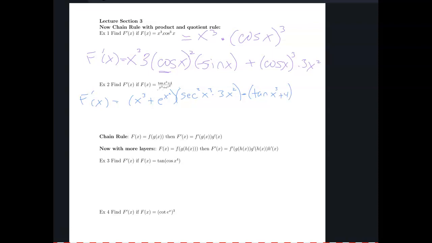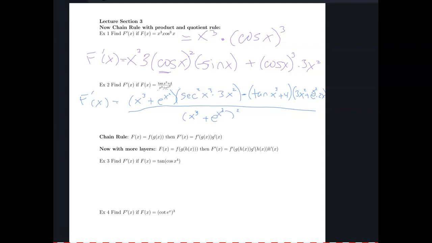Okay, so we're moving in. Take the derivative of x cubed, which is 3x squared. The derivative of e to the stuff is e to the stuff times the derivative of stuff, all over the denominator squared.